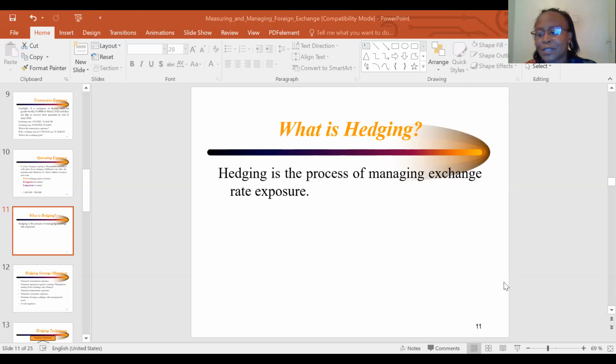How do you manage, or do you just leave it for demand and supply to manage your risk? Or is there something you can do as a finance department or as an accountant to intervene and manage the exposures?